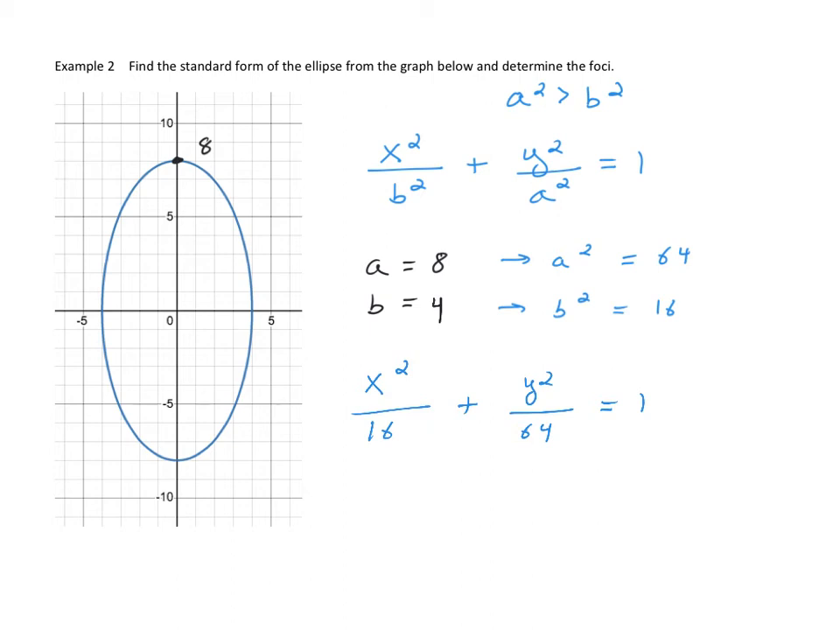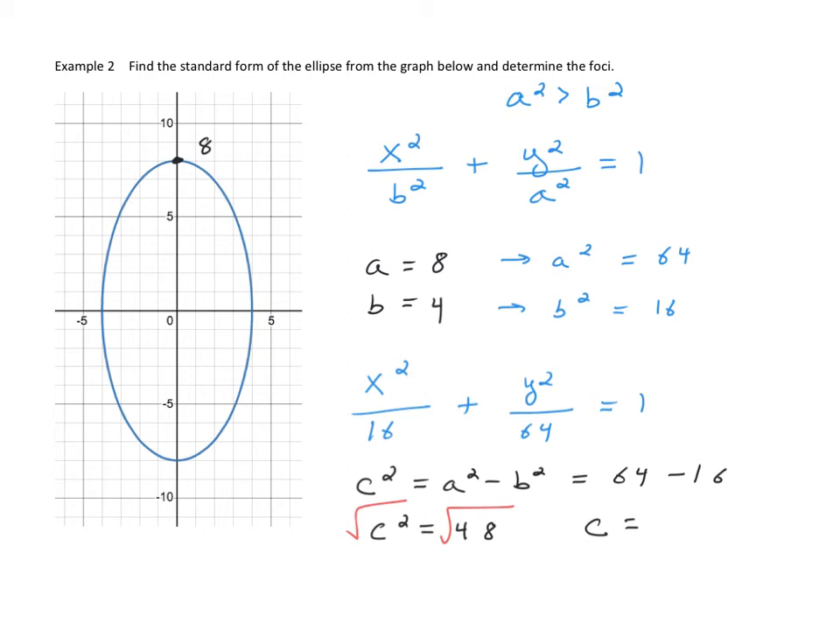To get the foci, I'll use this equation. c squared is equal to a squared minus b squared. And we know both a squared and b squared, that is 64 minus 16. So we get that c squared is equal to 48. Now we're going to take the square root of both sides of this equation, and the value that we get for c, the square root of 48, is not a perfect square, but I think we can reduce it a little bit. Let's see. I think 48 is divisible by 16.